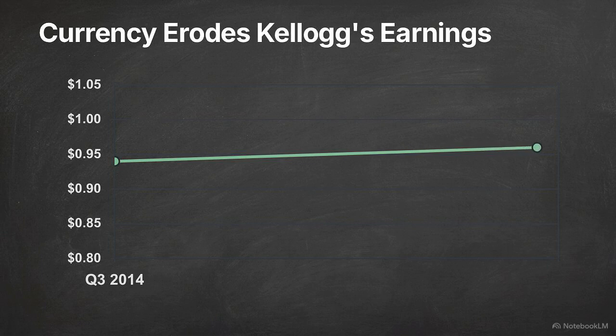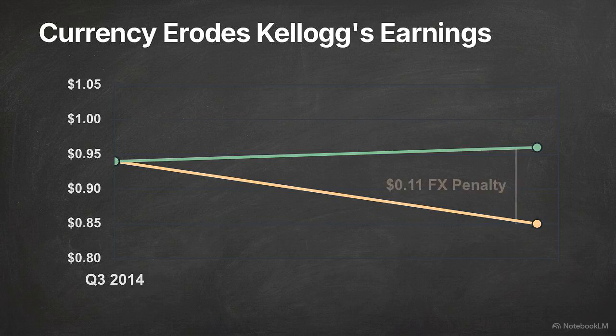But their officially reported earnings went the exact opposite direction. They dropped 10%, landing at 85 cents. That 11-cent delta has nothing to do with manufacturing costs or consumer demand. It represents revenue completely erased by the strength of the US dollar against foreign currencies during that exact financial quarter.